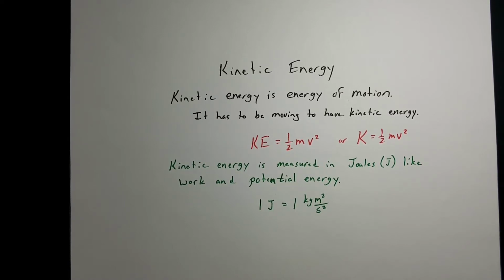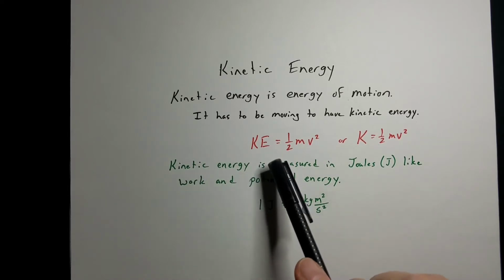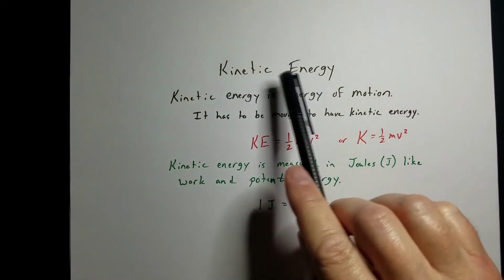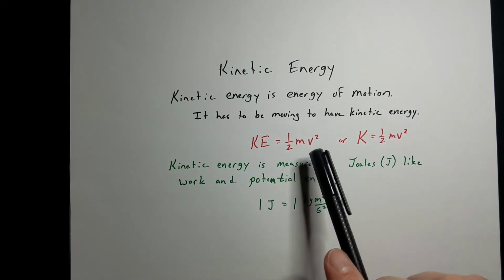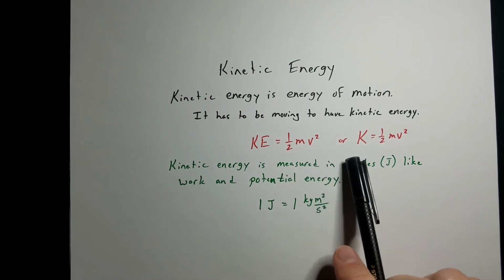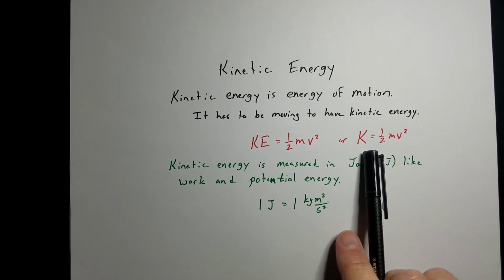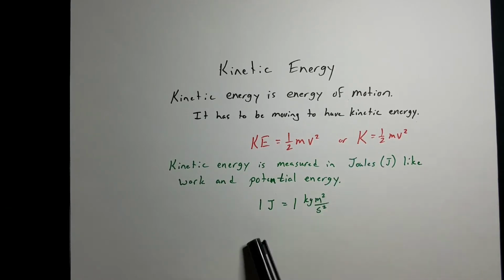Unlike potential energy, where there were all different forms of potential energy, kinetic energy only comes in one variety, and that's motion. You have to be moving to have kinetic energy. And this is our basic equation: kinetic energy, I still use KE for kinetic energy, equals 1/2 the mass times velocity squared. Or sometimes they just simplify it and use a capital K to mean kinetic energy.